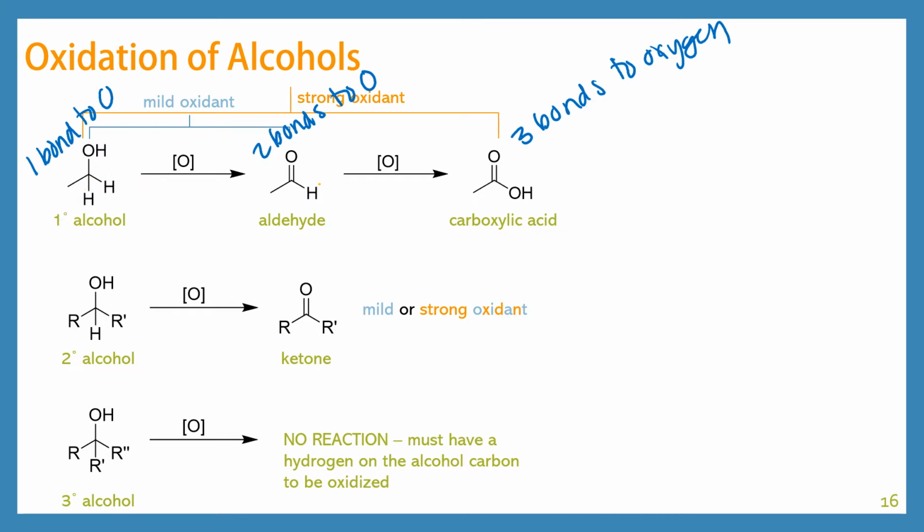The secondary alcohol only has 1 hydrogen on it, and therefore it can only increase by 1 more bond to oxygen. And this is all due to the mechanism of how this works. But this explains why you can't go from secondary alcohol to ketone to ester or carboxylic acid. It is going to stop at the ketone because the ketone doesn't have any hydrogens on it, and you need those in order to continue an oxidation. That is why the tertiary alcohol doesn't undergo any reaction.